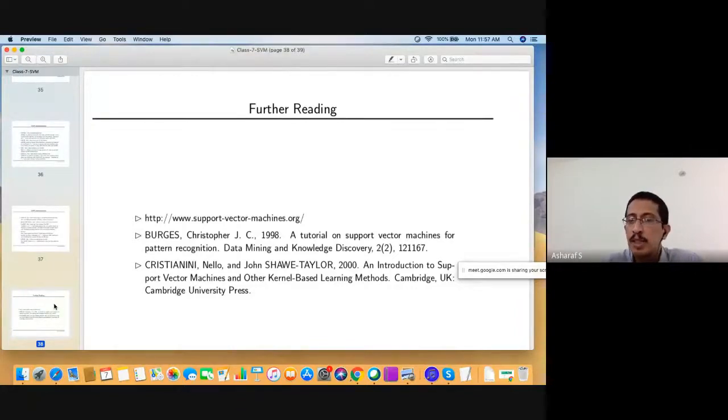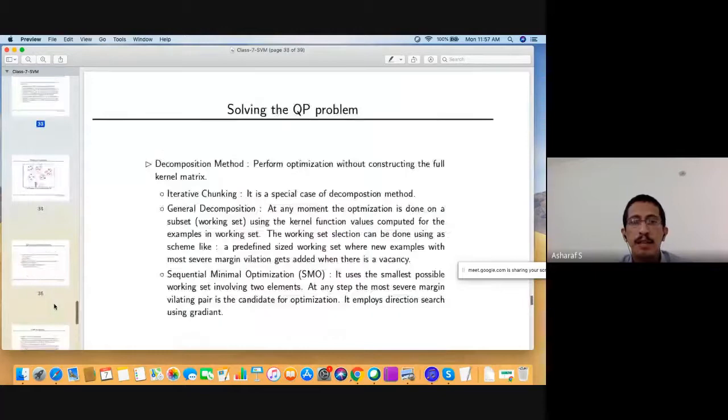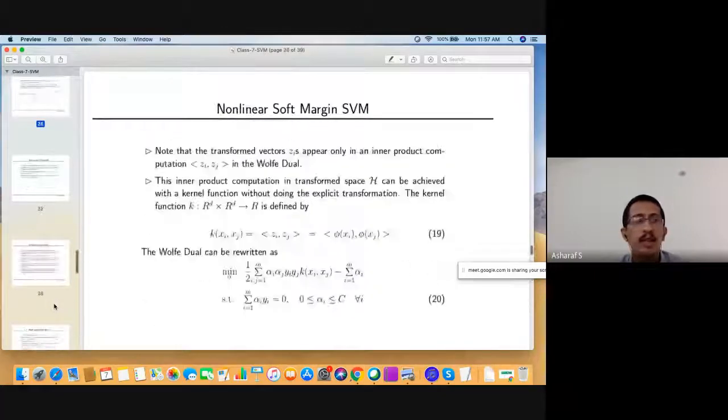Support vector machines.org is a very good resource. There are tutorials around too. Burges's tutorial is one of the most celebrated tutorials. There is a tutorial by Professor P.S. Sastry of IISc, and then there's the book on SVMs by Nello Cristianini and Shawe-Taylor. That's also an interesting book. I'll give you some tutorials, and that's pretty much for today on SVM.